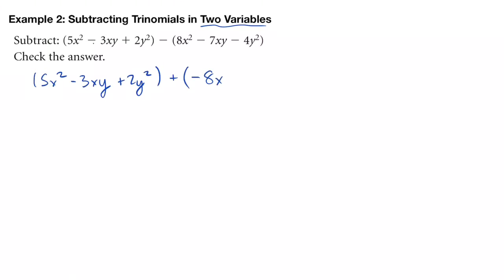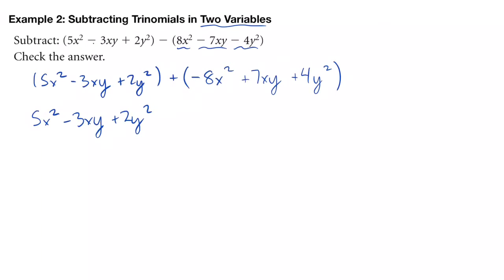So the positive x squared right here becomes negative x squared. The negative 7xy becomes positive 7xy. The negative 4y squared becomes a positive 4y squared. And then here we just proceed as if we were adding. So we remove the brackets and rewrite each term right beside each other. I ignore the positive there, and we just have negative x squared plus 7xy plus 4y squared.